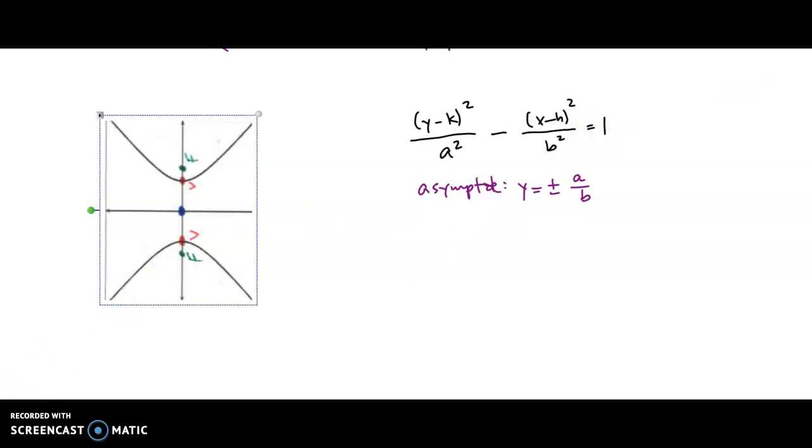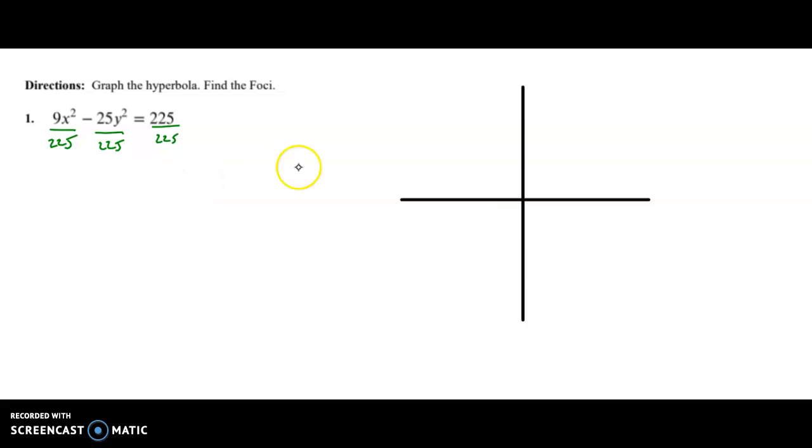Here we go with example number 1. I drew in a set of axes here if you want to do that in your notes. I know that this has to equal 1, so I'm going to divide everything by 225, because the right-hand side needs to equal 1. 9 over 225 actually simplifies to x squared over 25, and then this is going to be y squared over 9, and that's going to equal 1.